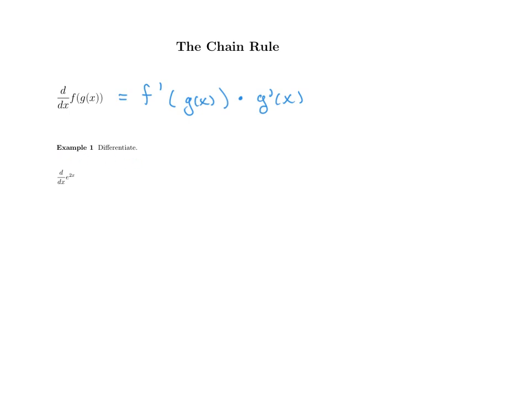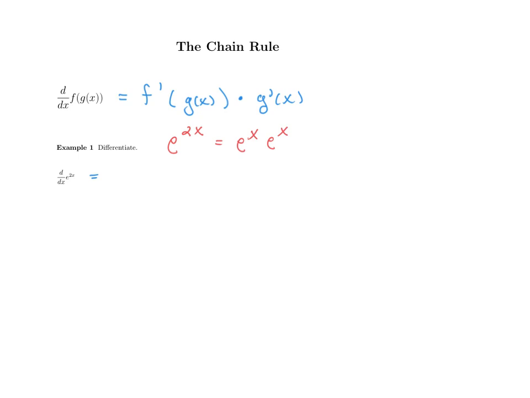Let's apply this rule in example 1. To start with, I'd like to find this derivative without using the chain rule. How would we do that? Well, e to the 2x is the same thing as e to the x times e to the x. And the reason is, if the bases are the same, you can add the exponents.